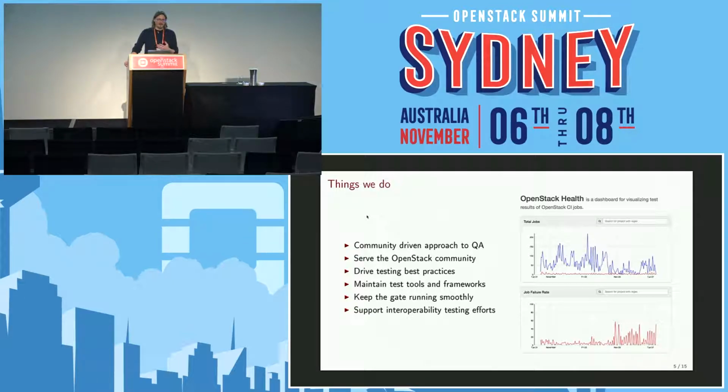We also support interoperability testing efforts. I mentioned Tempest before, and Tempest tests are used by the interoperability team to test different OpenStack-based clouds, either private or public clouds. And the result of this testing is used to assign the Powered by OpenStack logos and other kinds of interoperability programs. So in this picture, I also have a screenshot of the OpenStack Health dashboard, just to give you an idea of what it looks like. If you go to status.openstack.org, you can access the dashboard and browse through the results of our CI.